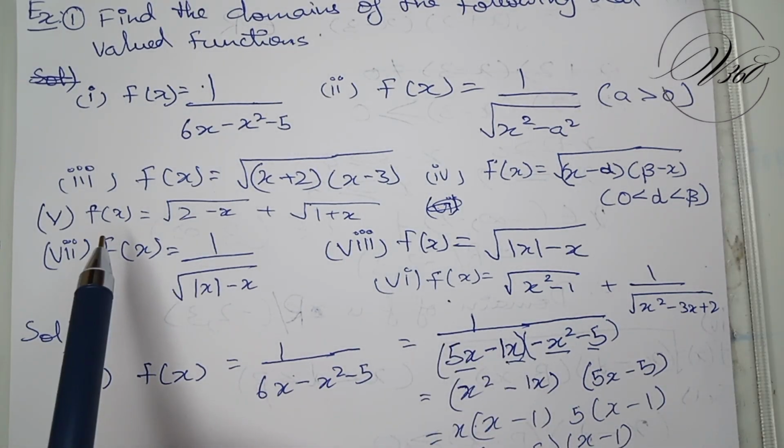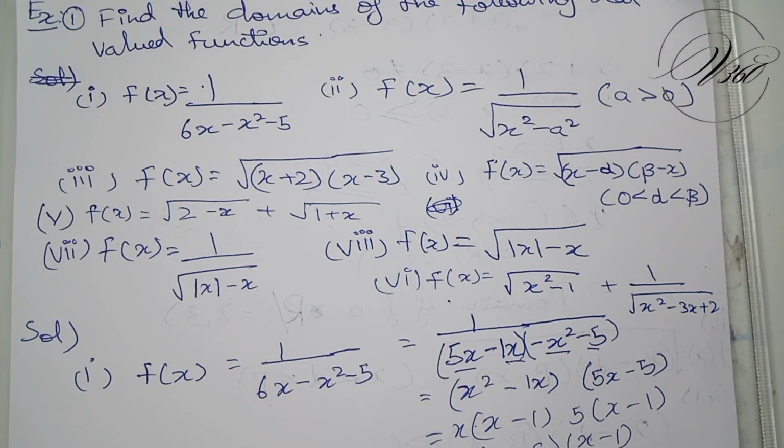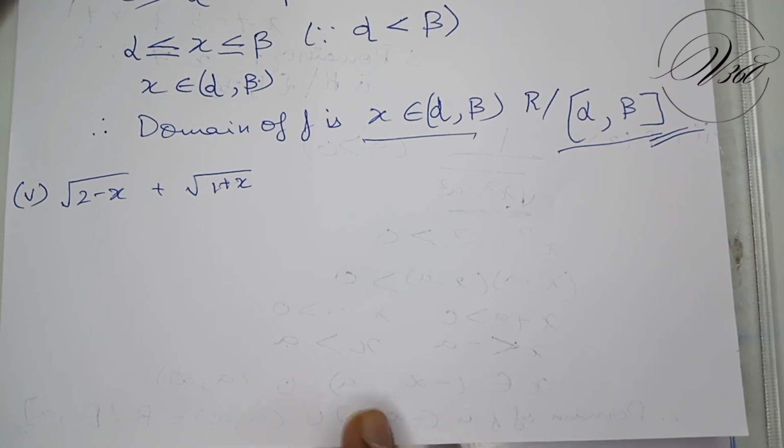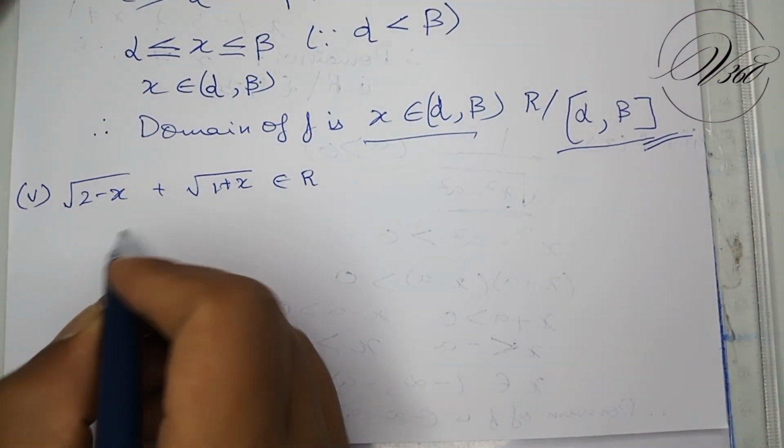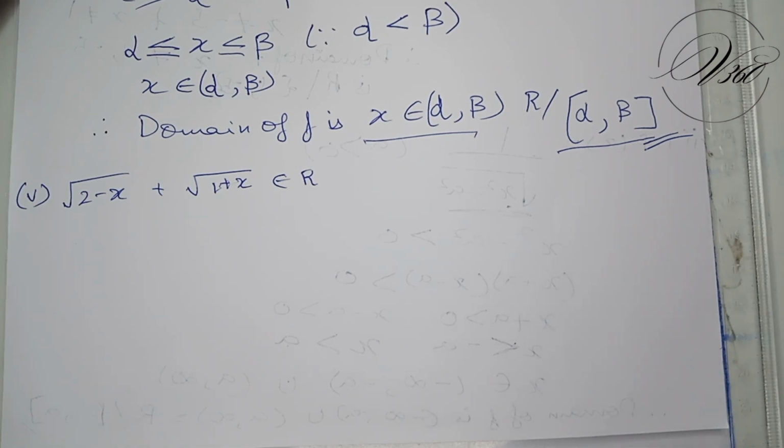Now I am going to do the fifth one, that is f of x is equal to under root 2 minus x plus under root 1 plus x. Here we are with the fifth question, and this belongs to real numbers. Now we are going to do the problem.